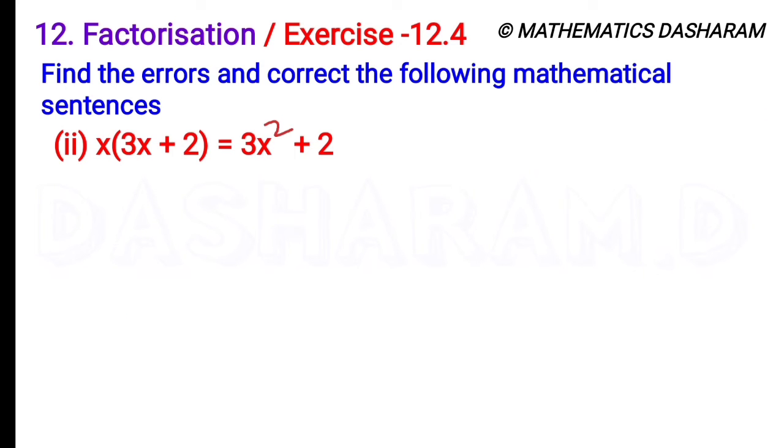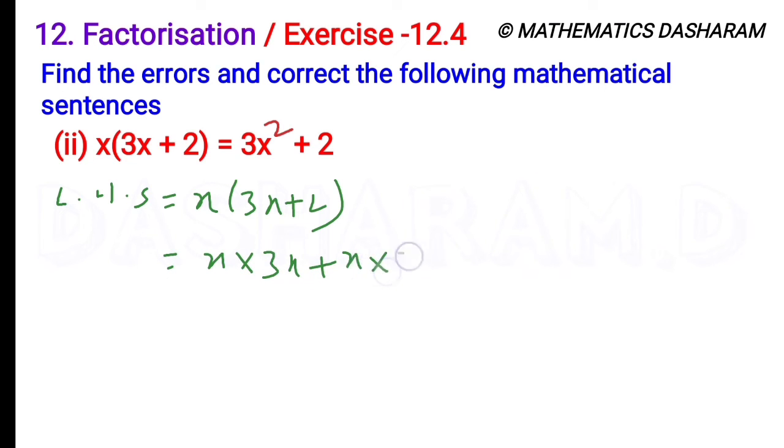Next, second question, x bracket of 3x plus 2 equals 3x square plus 2. So the LHS equals x bracket of 3x plus 2, then x multiplied inside: x into 3x plus x into 2.